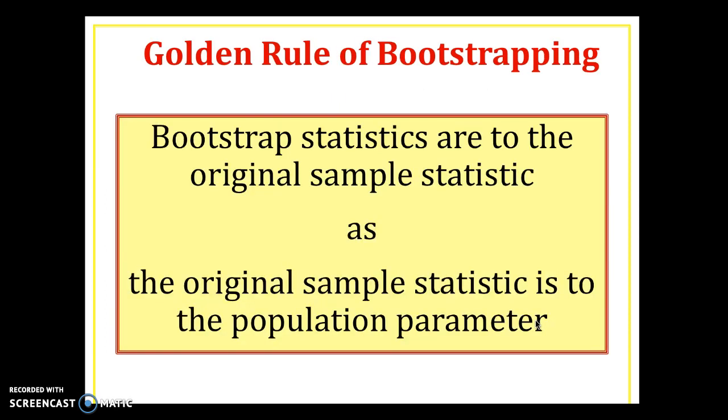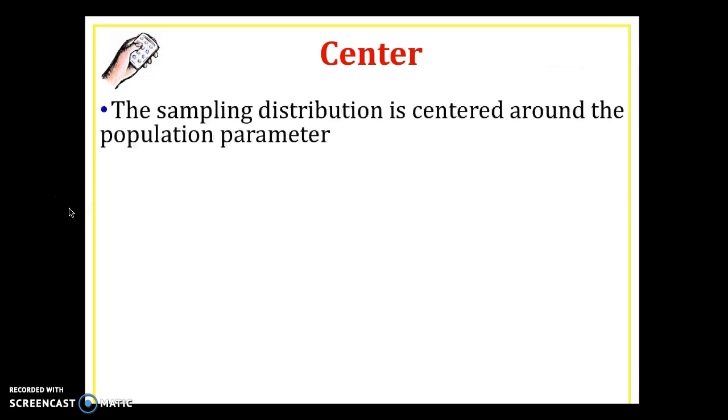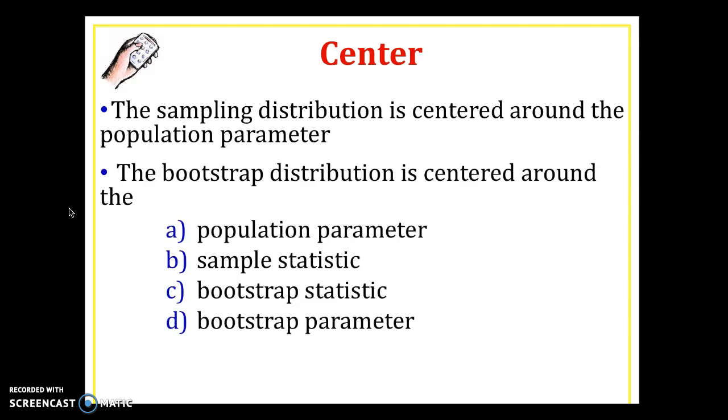One way to think about bootstrapping is that bootstrap statistics are to the original sample statistic as the original sample statistic is to the population parameter. So the drawback is that a true sampling distribution is centered around the population parameter. The bootstrap distribution is centered around which of these four? And it is centered around the sample statistic. So by itself, this is not good because we want to know about the population parameter.